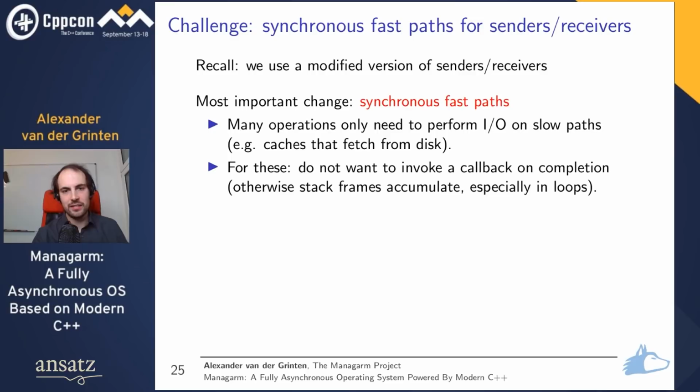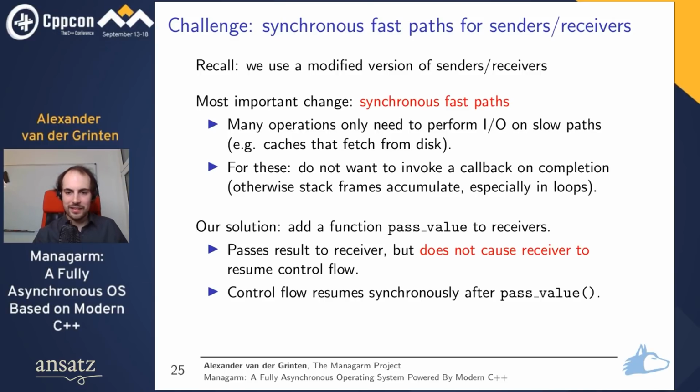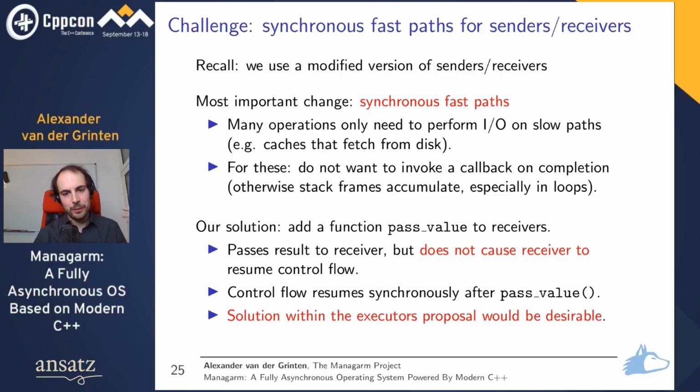If you call such an async operation in a loop, and it actually invokes its callback synchronously, that's a huge problem. So what we do is we have some additional function that does not cause the receiver to resume control flow, but it just passes a value to it. Let's call that pass value. It's not really such an innovative idea, but it would be great if somehow the executor's proposal could deal with that. And right now, it really cannot. That is the problem if we were to adapt the standards proposal to our code.